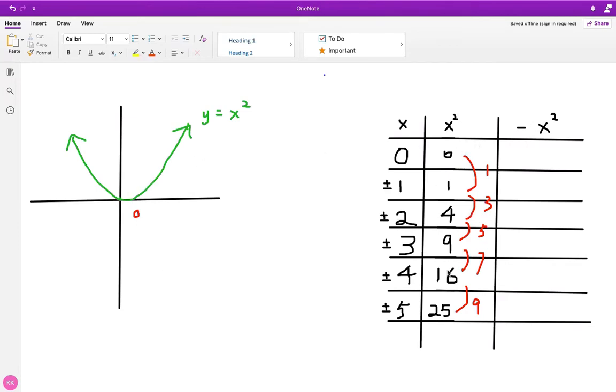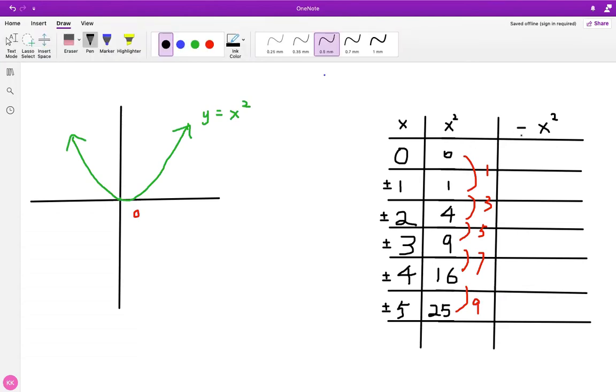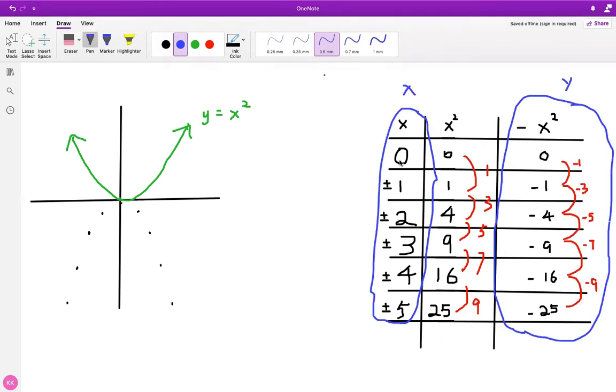In the middle column, I show you the y values of y equals x squared. To get negative x squared, I just put a negative before each of these values. I get these numbers here, and I'm using this x and y information to graph y equals negative x squared. The first point is 0, 0, and the next points are 1, -1 and -1, -1.